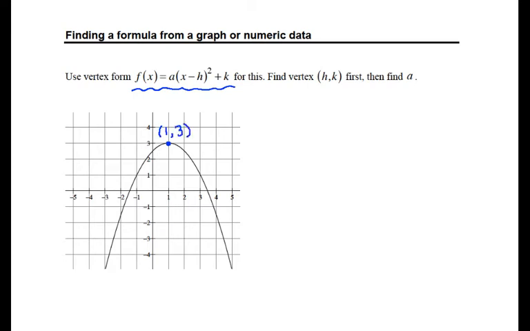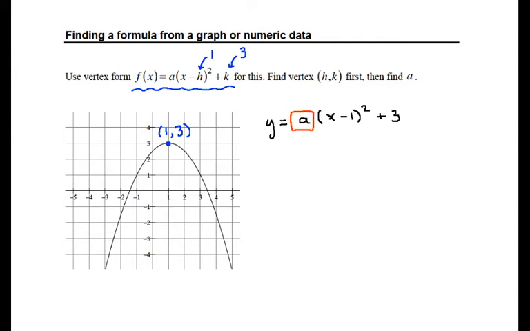So what I'm going to do is plug that 1 in for h and plug the 3 in for k as a starting point. I'm going to write this as y equals instead of f of x equals because it'll make the next step a little bit more clear. y equals a, which I still don't know yet, times (x minus 1) squared plus 3. So now all I need is to find a, and I'll be done with the whole thing.